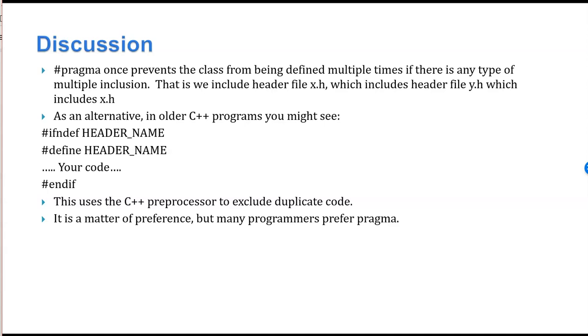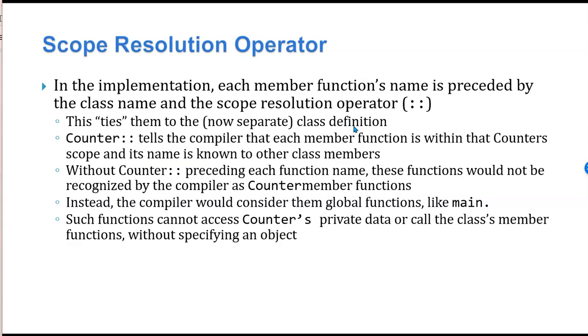That is, we include header file x.h, which includes header file y.h, which includes x.h. In older C++ programs, you might see pound ifndef HEADER_NAME and define HEADER_NAME, your code, and then an endif. This uses the C preprocessor to exclude duplicate code. It's a matter of preference, but many programmers prefer pragma once.